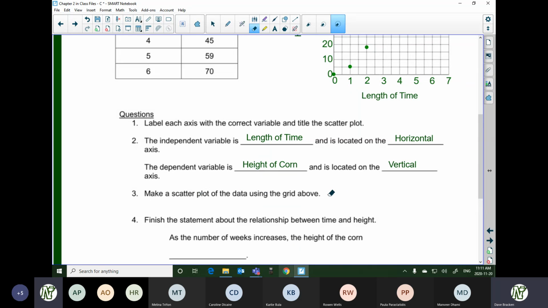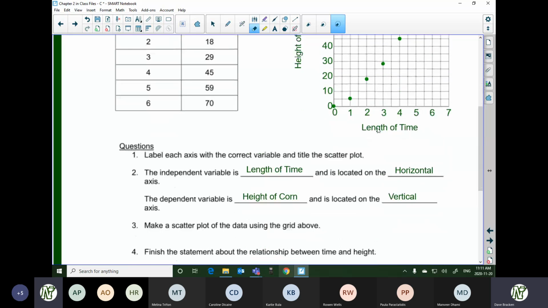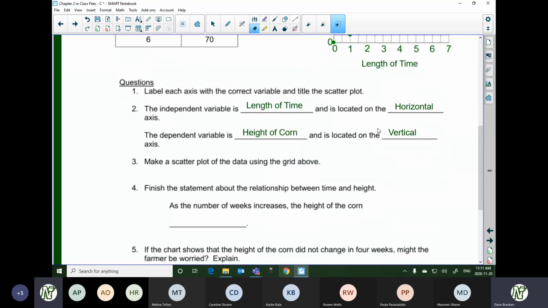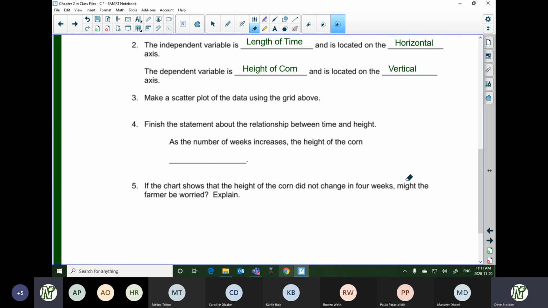Make a scatter plot of the data using the grid above, and we did. We made our scatter plot. It's already done. You labeled the axes, you put the numbers down, and so on. You put your scatter plot. You're good with 3. Finish the statement about the relationship between time and height. As the number of weeks increases, the height of the corn blank. In general, what's happening? It increases. Okay?